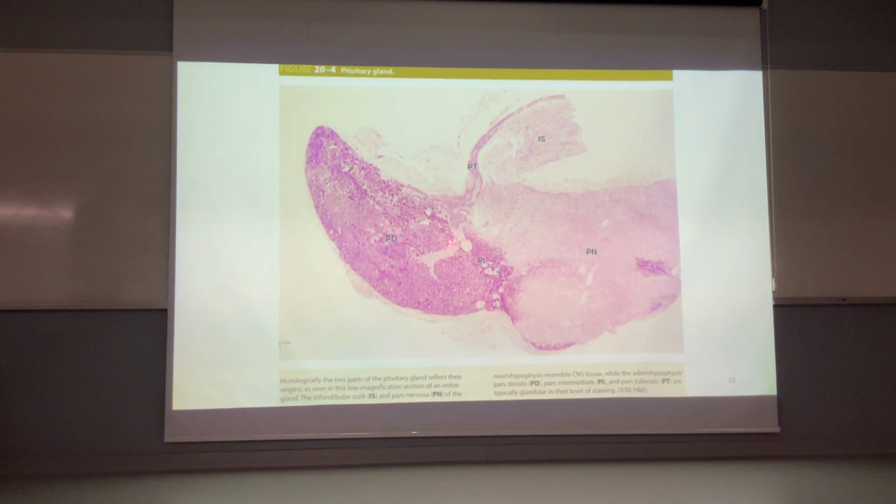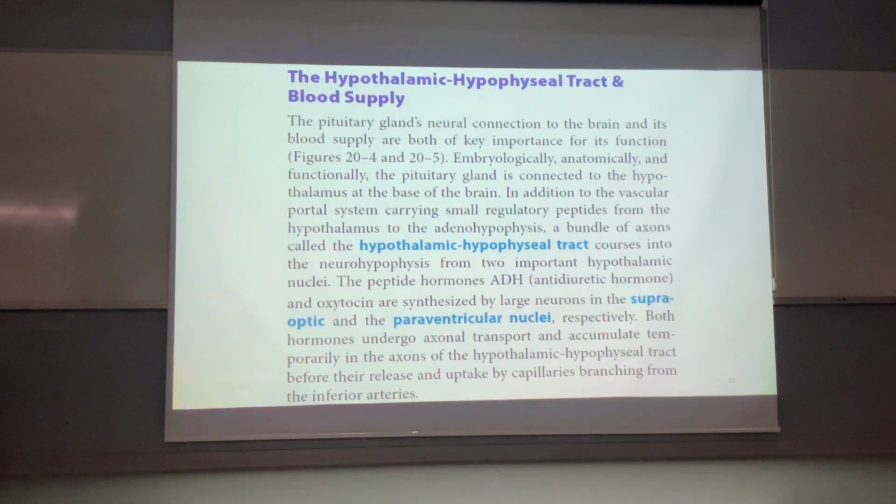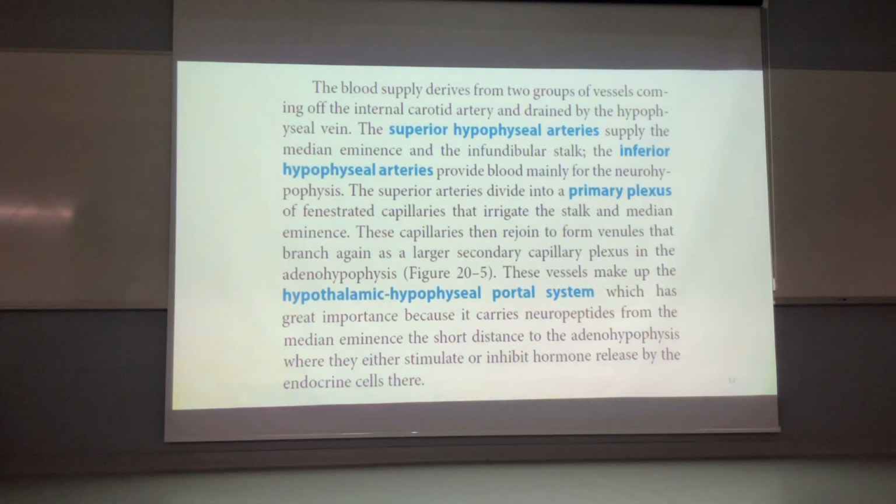Between the pars distalis of the adenohypophysis and the pars nervosa of the neurohypophysis, we have this part with a high amount of vacuoles. This part is our pars intermedia, and around the infundibular stalk, we have a part of the adenohypophysis, the pars tuberalis, which wraps the infundibular part. The other side of the pars tuberalis is related with the adenohypophysis.